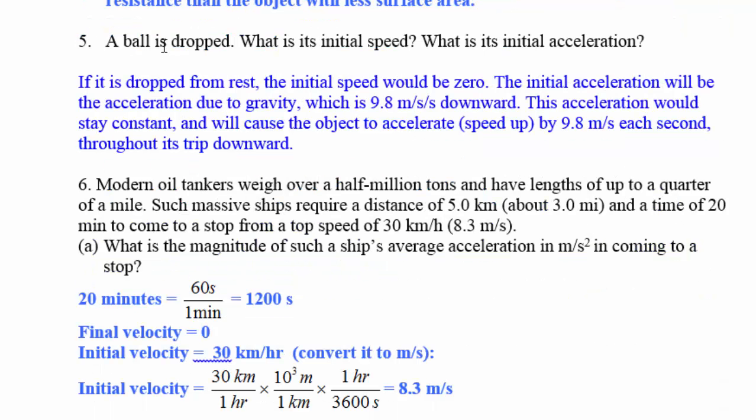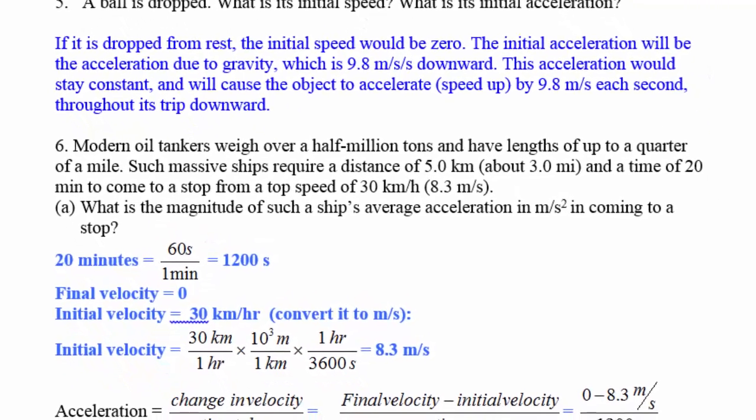Question number 5 is regarding the initial speed and initial acceleration of objects that are dropped from rest. Now, since the ball is dropped from rest, the initial velocity will be 0. At the moment you drop it, its speed, its velocity is 0, while its acceleration will be the acceleration due to gravity. So as soon as you release it, it's a free-falling object. Free-falling object means the acceleration will be 9.8 meters per second per second.